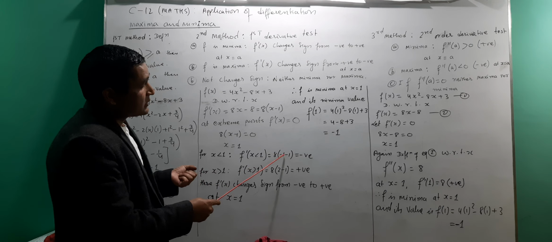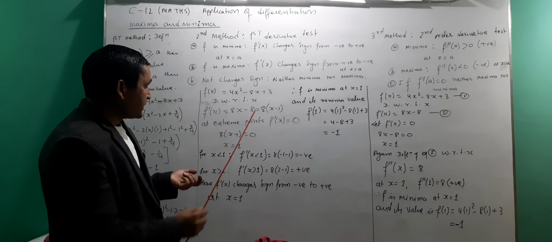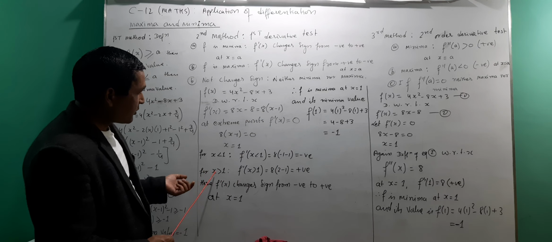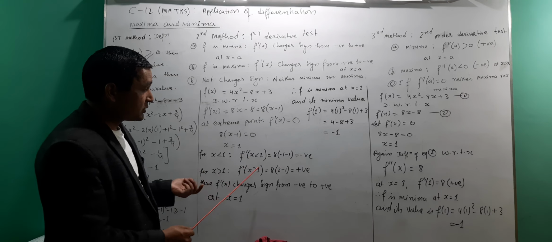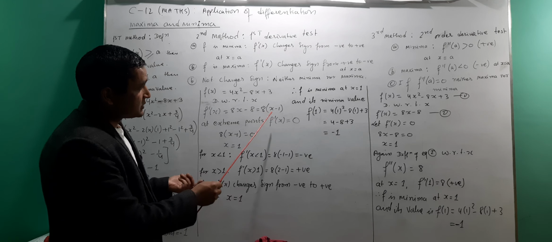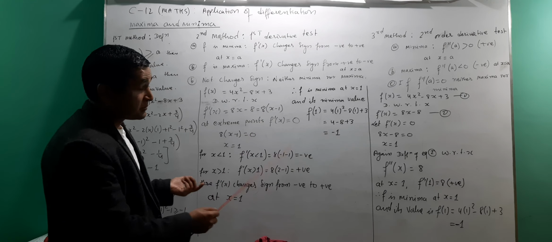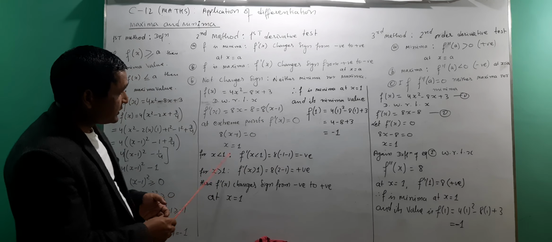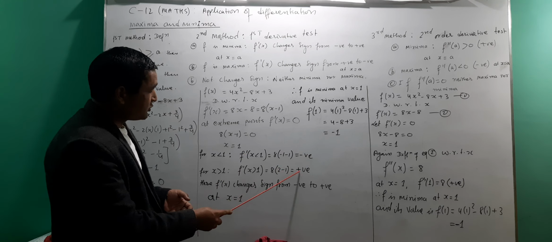Then the sign is negative. Then for more than 1, I took 2. Then the same equation, where x is replaced by 2. You get positive. That means the sign of f'(x) is changing from negative to positive.